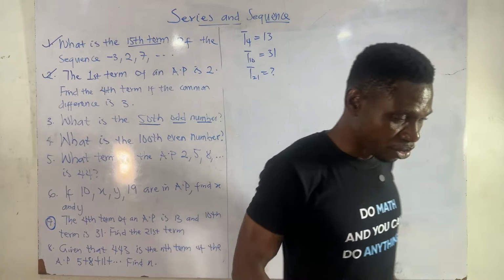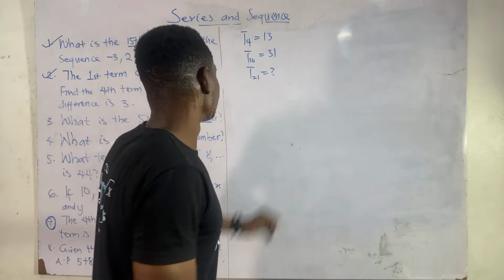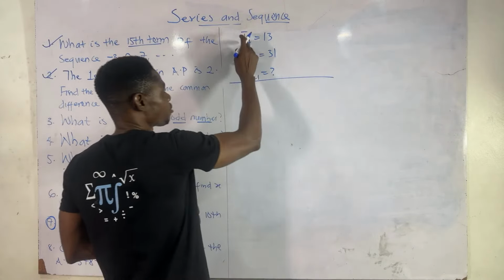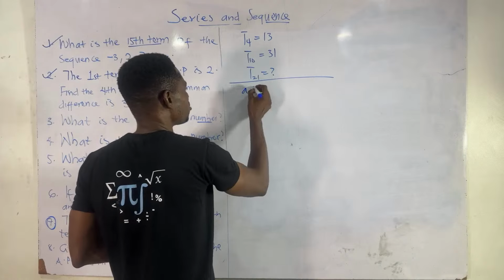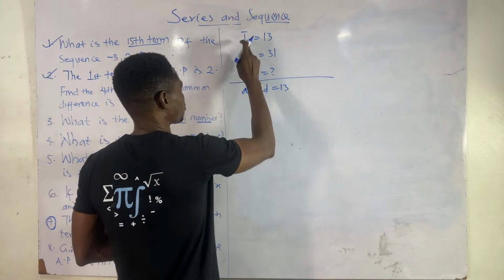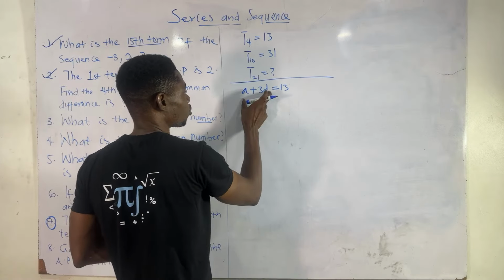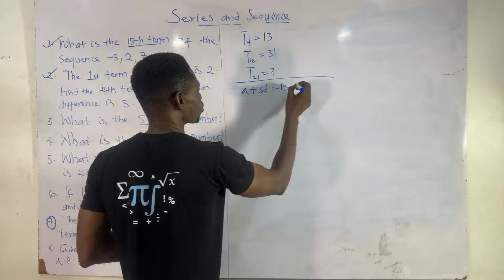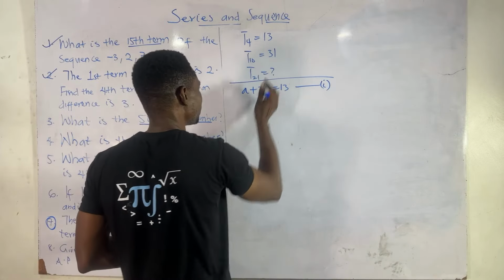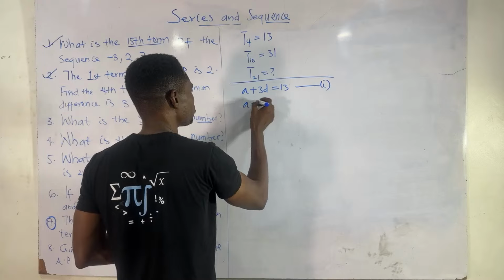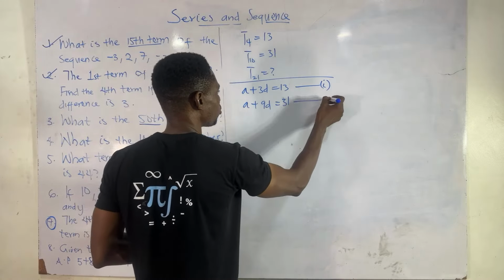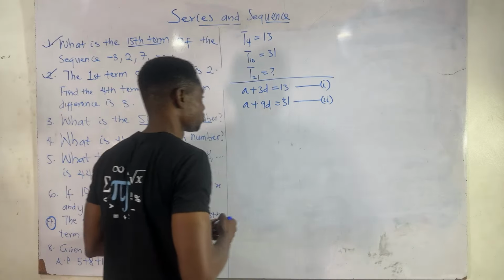Okay, so everyone is following. Good. So, watch. The fourth term, T4, is usually A plus 3D, right? And the answer is 13. So we already understand this from what we've been learning. Let's call this equation 1. And then they give us the 10th term, and T10 is A plus 9D, and the answer is 31. Let's call this equation 2.